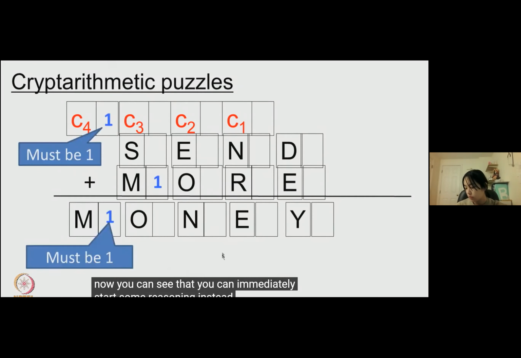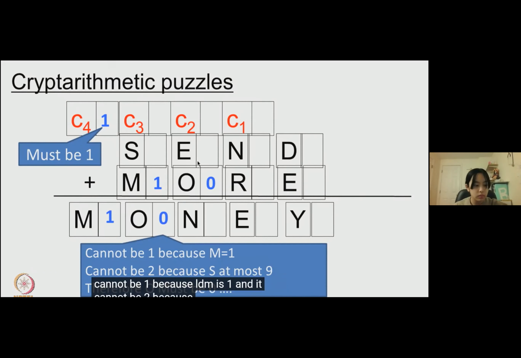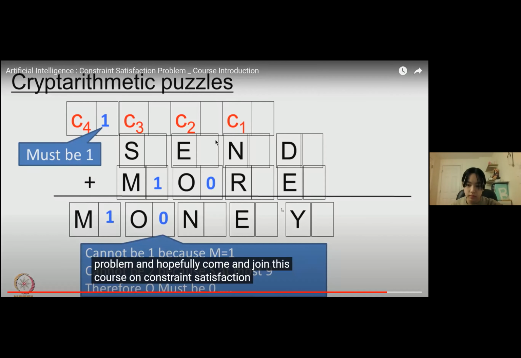Now you can see that you can immediately start some reasoning. Instead of just doing blind search, you can say that this most significant bit M must be 1, because the carry can at most be 1, and already you have part of the solution here. Next you can reason that the next significant bit O cannot be 1 because already M is 1, and it cannot be 2 because then the carry C3 can only be 1 and S can be at most 9, so O must be 0. In this fashion you can continue reasoning and combining it with search, and I will leave it for you to complete this problem and hopefully come and join this course on constraint satisfaction.